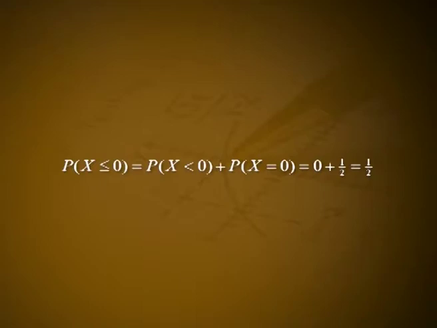The next possible value of X is 1. Therefore, P(X ≤ x) = 1/2 when 0 ≤ x < 1. At the value 1, the probability is 1/2. Hence, when x is equal to 1, P(X ≤ 1) = P(X < 1) + P(X = 1) = 1/2 + 1/2 = 1.